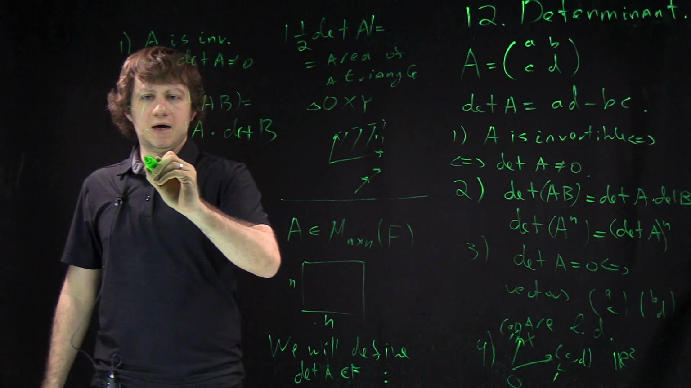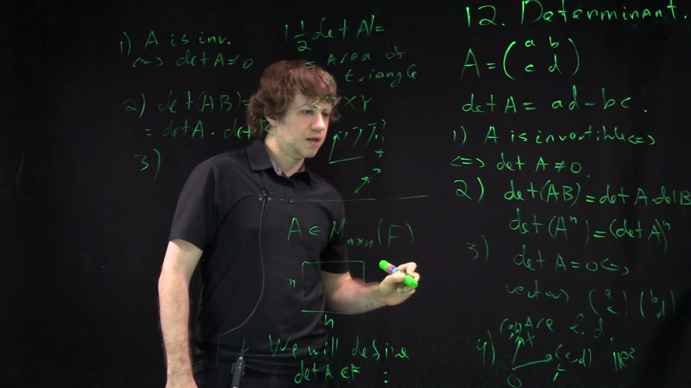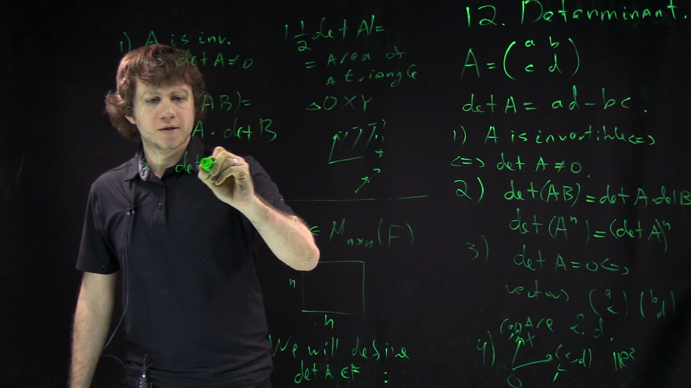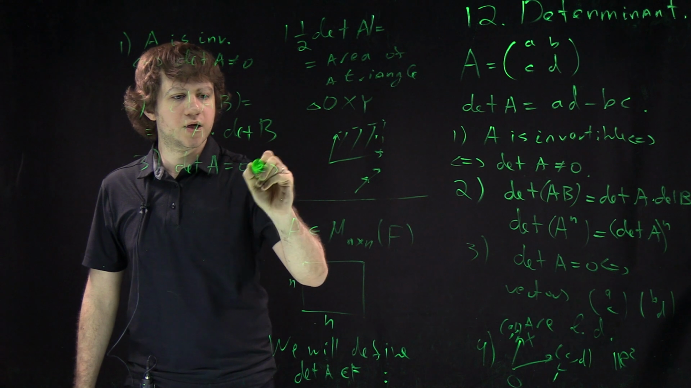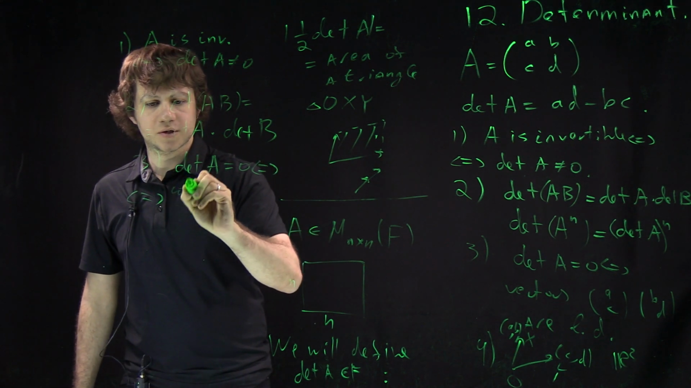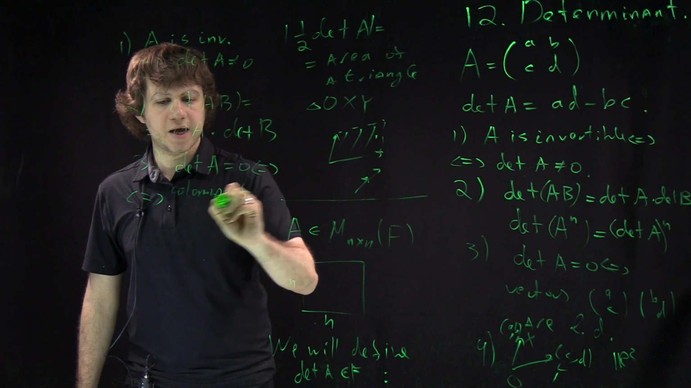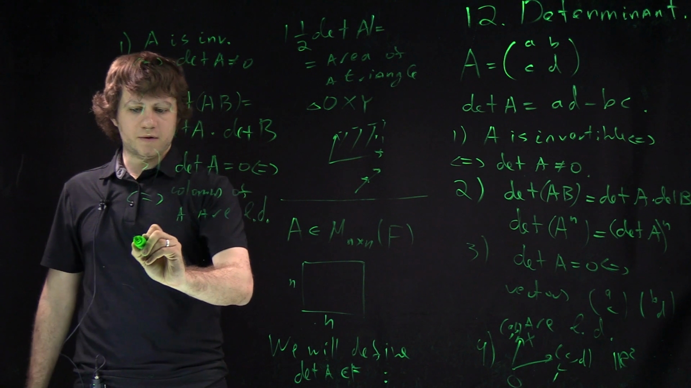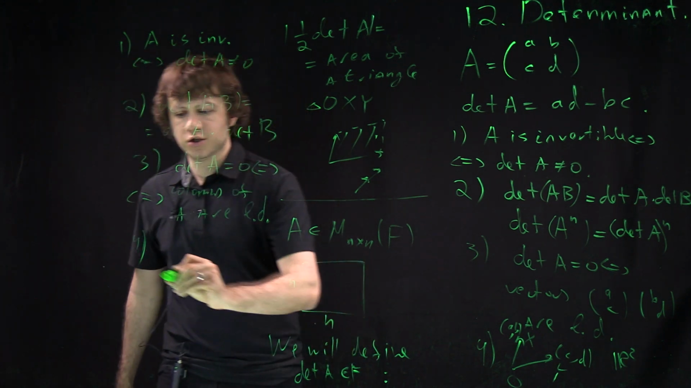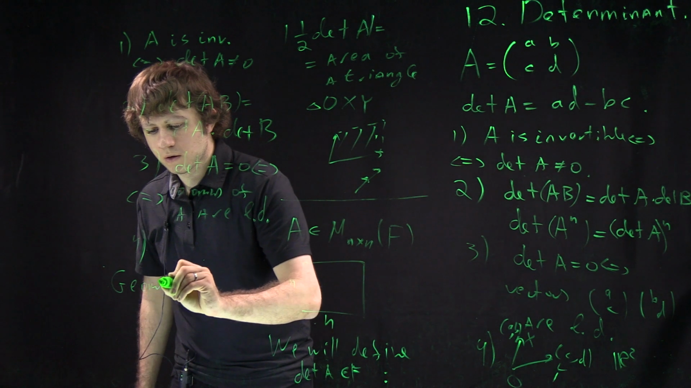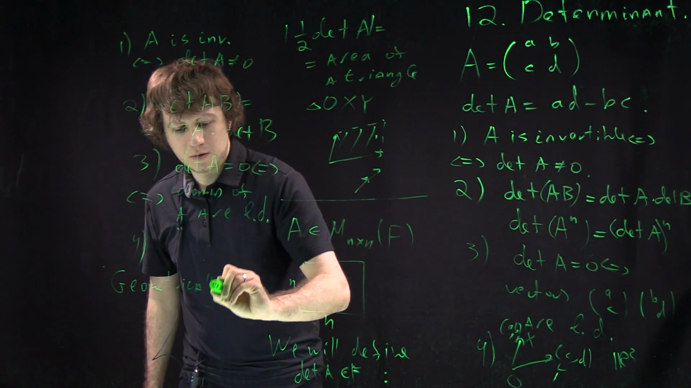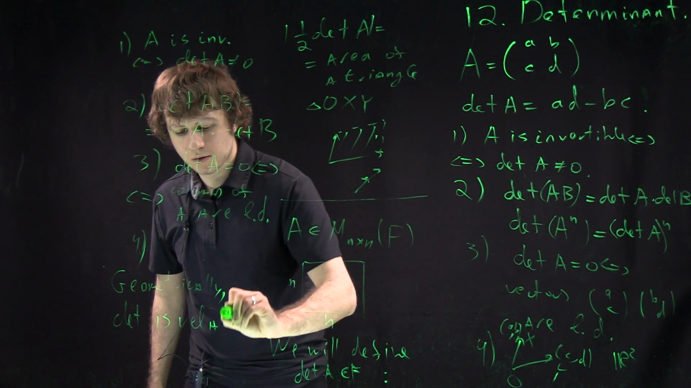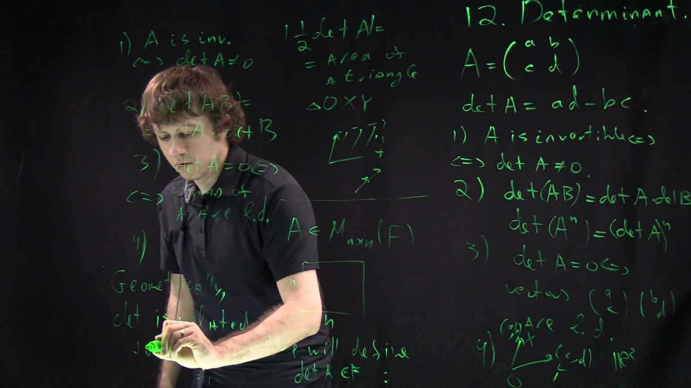times the determinant of B. Third is that the determinant of A is equal to 0 if and only if the columns of A are linearly dependent, and fourth is that geometrically the determinant is related to volume.